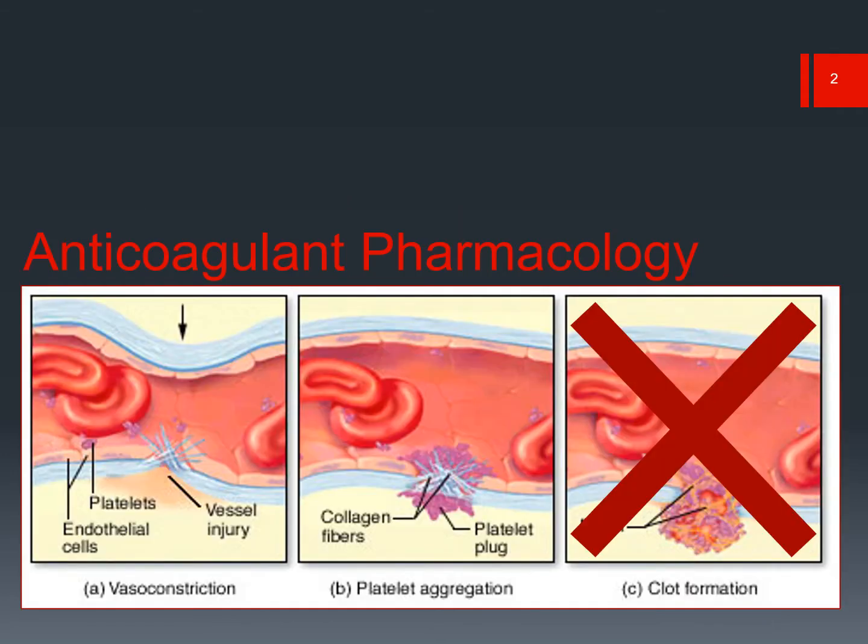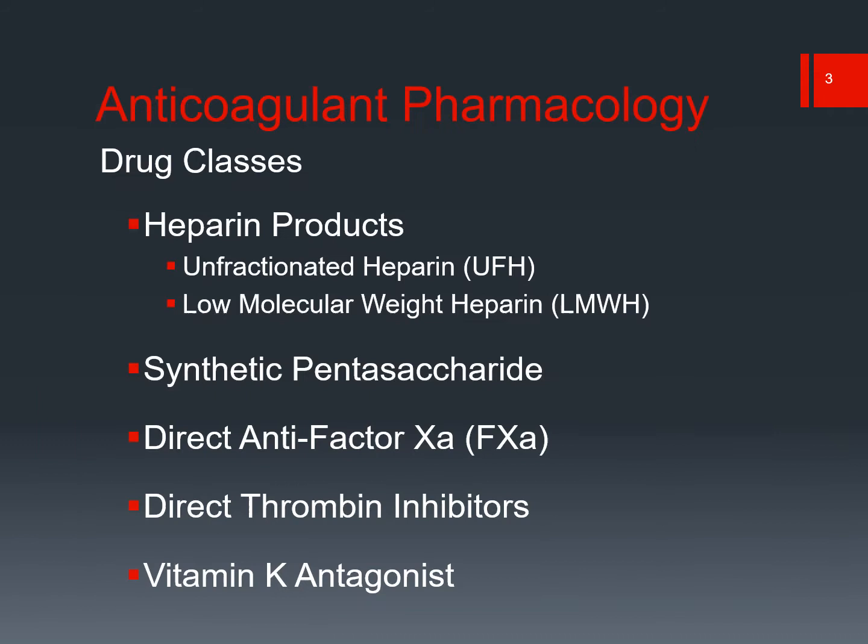Now that we've reviewed hemostasis, let's talk about the drugs that can be used to prevent clotting. So if someone has an abnormal clotting disorder or they have high risk for a clot, we can give them an anticoagulant, which would be the class of medications to block the formation of that clot by blocking the clotting cascade.